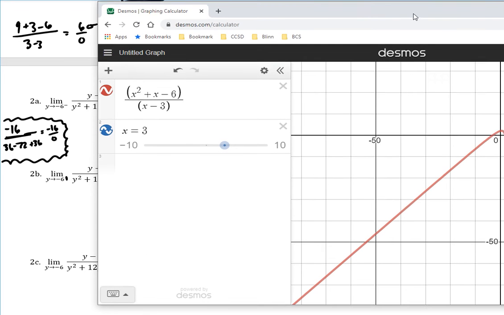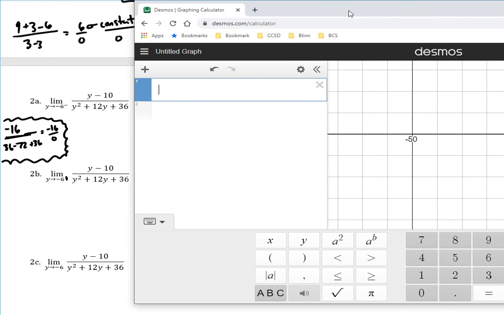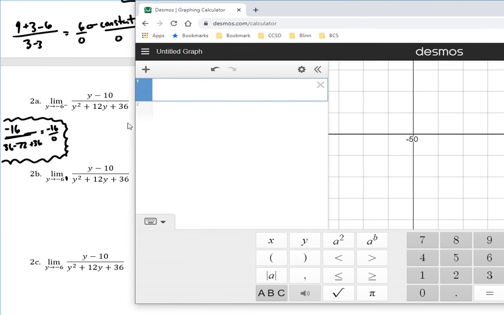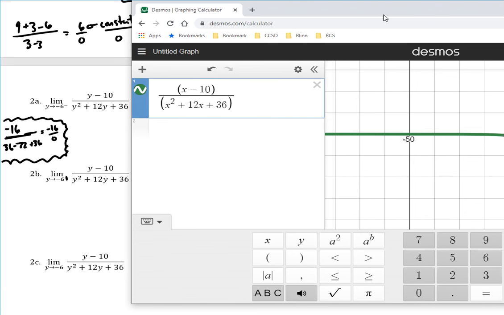Let's get our graph going. Let's go ahead and clear those out, and I'm just going to plot it in. Again, remember that they changed the letters on us in these problems, but the program wants x. So just change these to x's so we can get our graph. So we have x minus 10, parenthesis divided by parenthesis x squared plus 12x plus 36. Okay, so that's what that looks like.